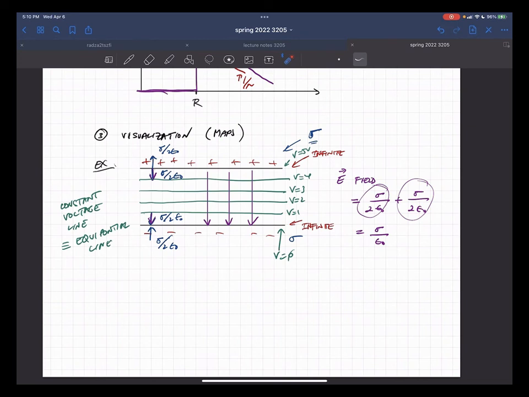So an electron between the two plates would lose 1.6 times 10 to the minus 19 joules of potential energy.